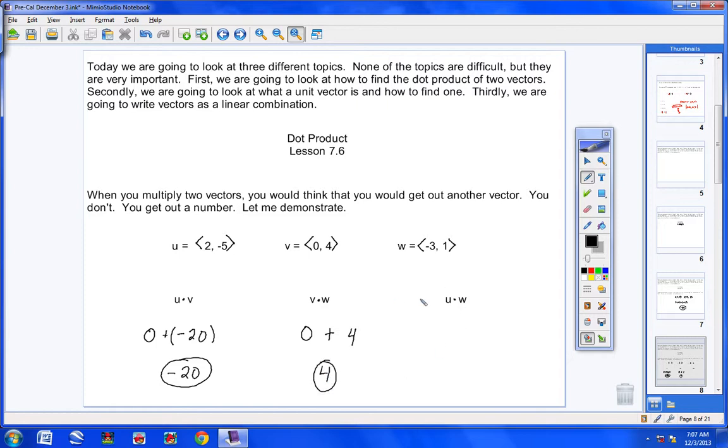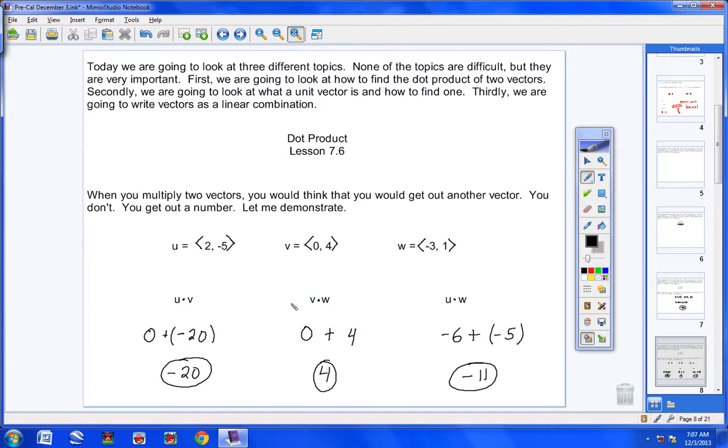Okay? Alright, let's find the dot product of u and w. Here's u. Here's w. Multiply the first numbers together. 2 times -3 would give you a -6. And then multiply the second numbers together. -5 times 1 would be -5. And of course we're going to add those 2 numbers together. So -6 plus a -5 is -11. Okay, so there we go. Part 1 of 3 already done.